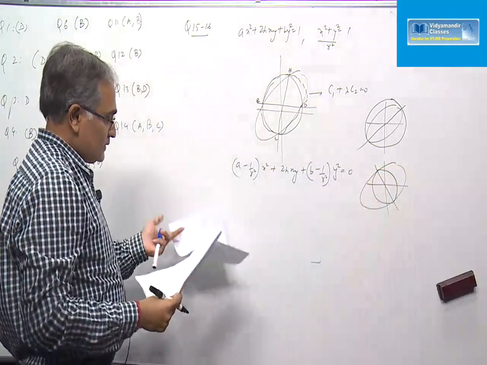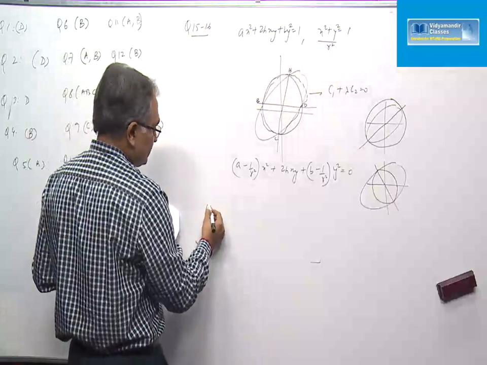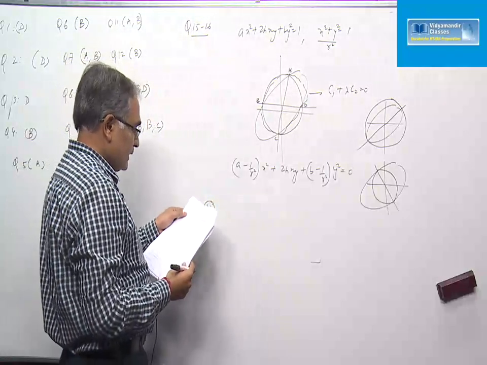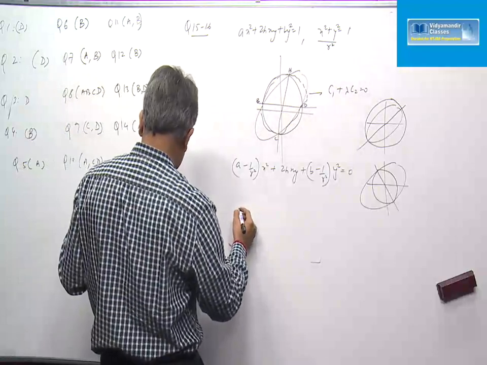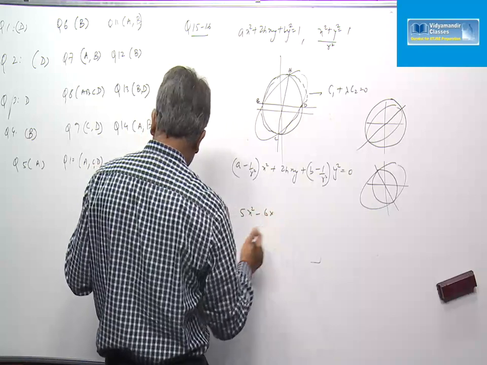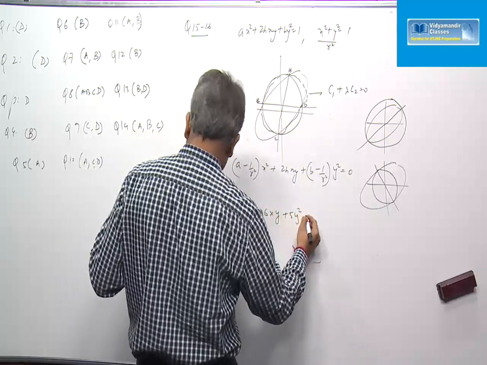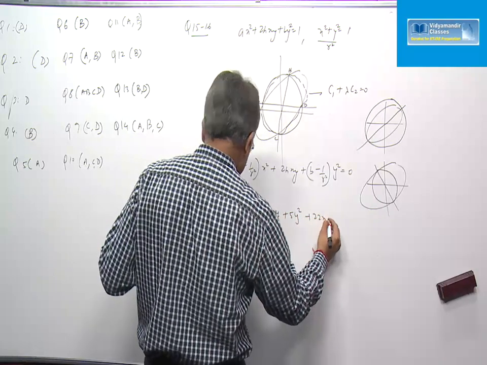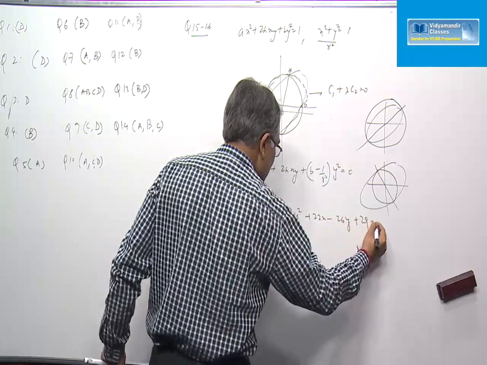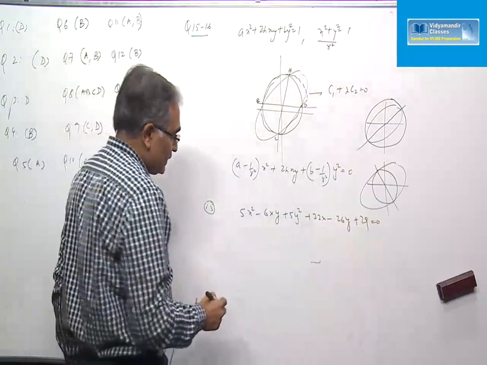That is the case. Now let's come to the question part. 15th. It says the length of the major axis and minor axis of the given ellipse. Now the given conic is 5x square minus 6xy plus 5y square plus 22x minus 26y plus 29 equals 0. We need to find the length of the major and minor axis of this conic.